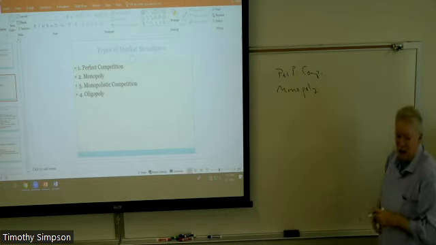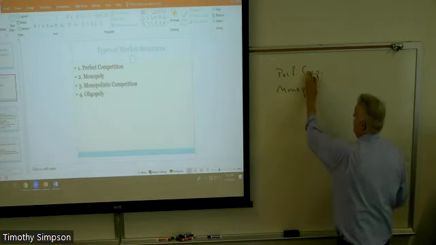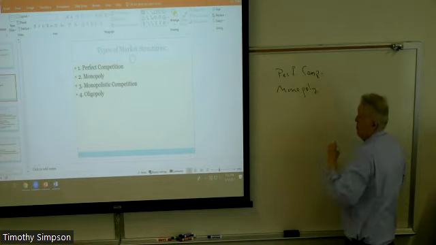And as I mentioned in the class on Monday, when I went over the characteristics for the perfectly competitive structure, I said that with the exception of profit maximization, almost every characteristic of perfect competition, you could flip around on its head and it would define monopoly. That's how different they are.